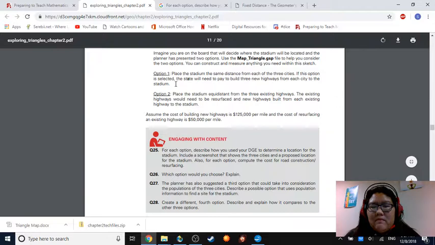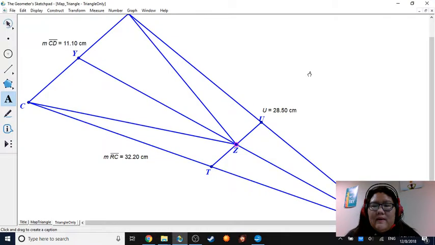Place a stadium that is the same distance from each of the three cities. If this option is selected, the state will need to pay to build 3 new highways for each stadium. So the cost of building new highways is $125,000 per mile. Now let's first figure out the distance. I have already set the distance.